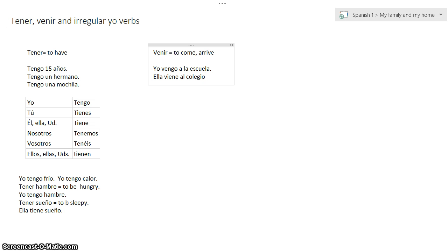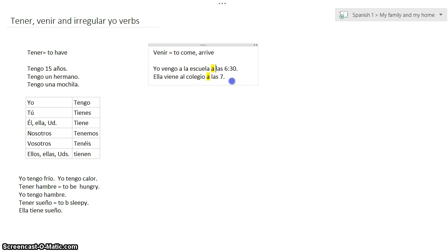And then we could also add in time statements. A las 7. Yo vengo a la escuela a las 6:30. So check out the way you would say at, and then you'd say a las.